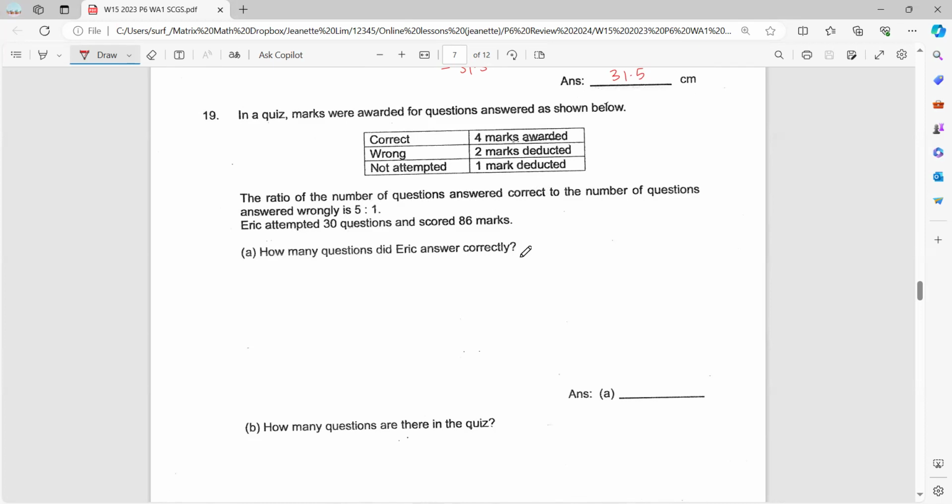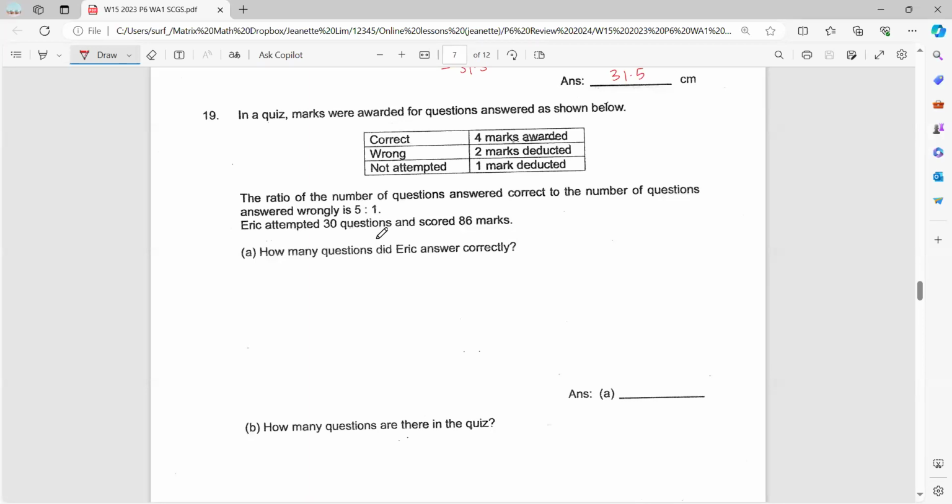So just to be sure, the number of correct to wrong is 5:1. And those are the numbers that he attempted. Okay, so those will add up to 30 questions. But it doesn't mean that the quiz has 30 questions. Okay, it can have more than 30 questions. And if he attempted 30, it means that there were some questions that he left blank, that he didn't attempt. So we should not assume that the total number of questions is 30.